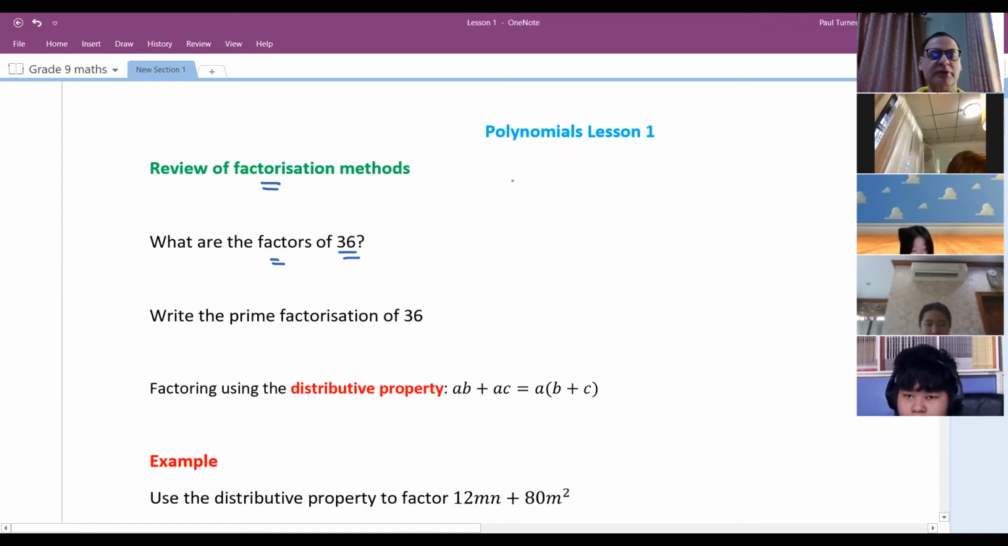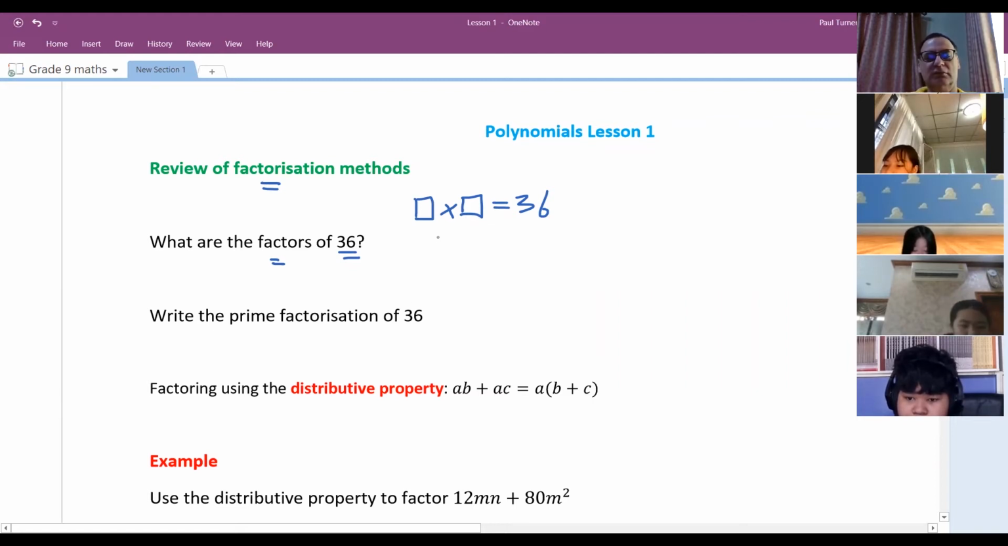Okay, so what numbers, when you multiply them, my tablet's not great, so my writing's not great, so I just have to put up with that till I get a new tablet.